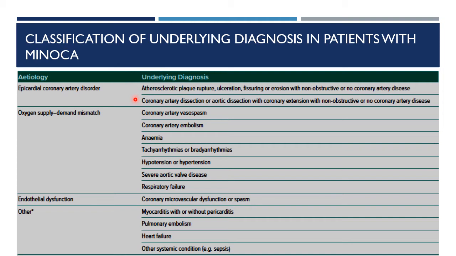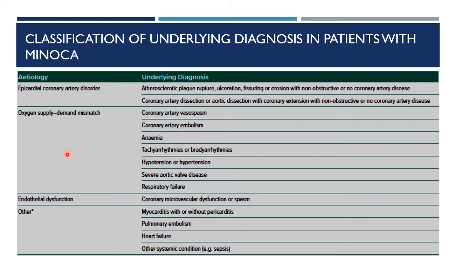Or it can be because of coronary artery dissection or aortic dissection with coronary extension with non-obstructive or no coronary artery disease. So the thing that differentiates this particular etiological entity from type 1 MI is the presence of non-obstructive or no coronary artery disease. In that case, this will be a type 1 MI. And whatever the underlying mechanism, that is either plaque rupture or coronary artery dissection, but when we don't find any obstructive coronary artery disease, then this will be Minoca.